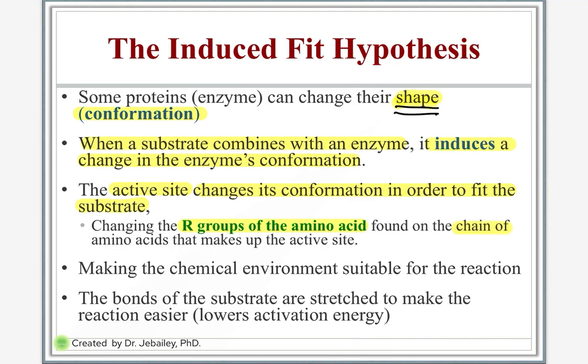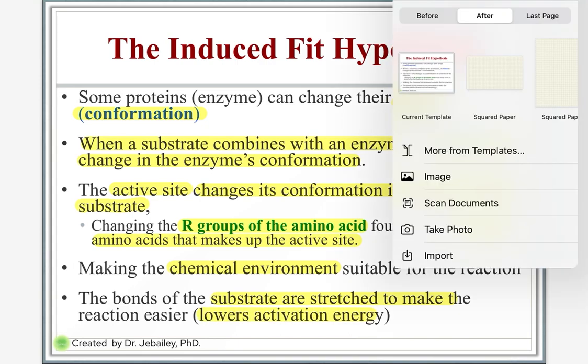So that means that chain of amino acids is changing, and that means it changed the active site, which changed the enzyme. So by changing this, you make the chemical environment more suitable for who? For the substrate to attach. That way the substrate will attach inside, and this way lowering the activation energy. So here, let me just show you an example of what I mean by that.